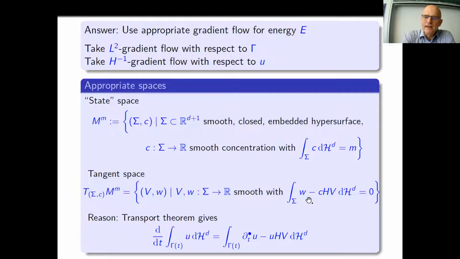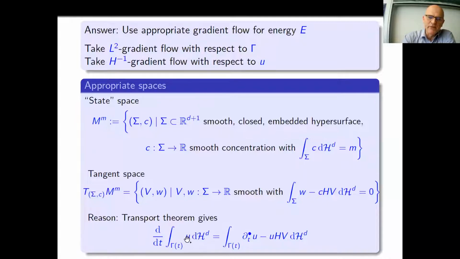The integral of v minus c times mean curvature times v is equal to 0. Why this term? This comes from the transport theorem. Of course, if you change your surface, for example, if it increases, the same mass has to be distributed more loosely because you have more surface area. And this is basically what you see in this transport theorem.